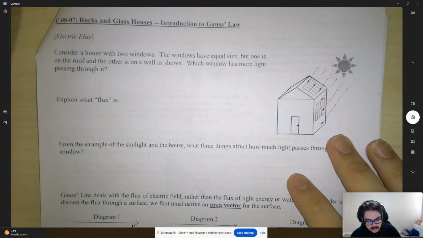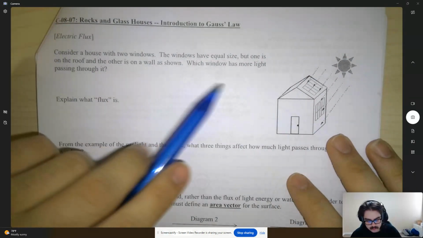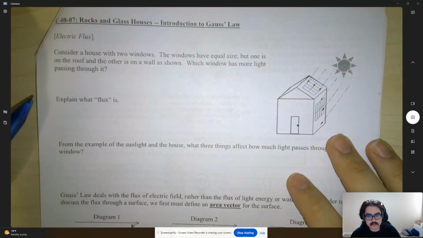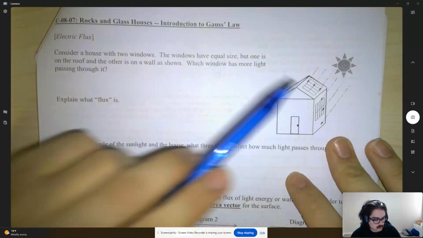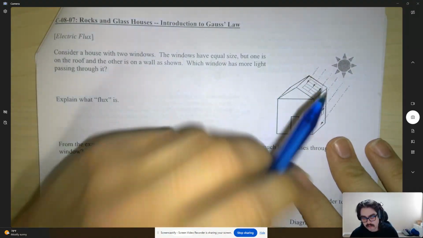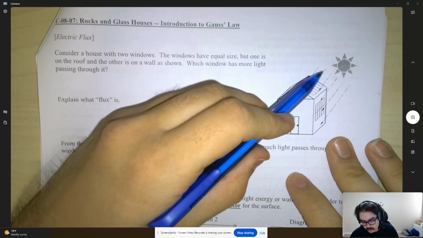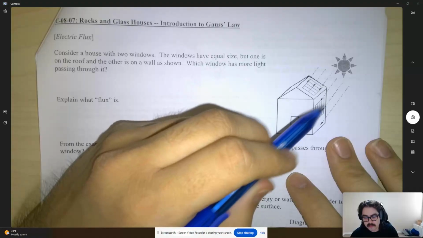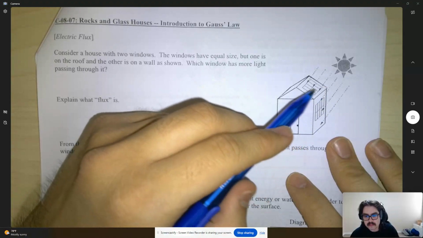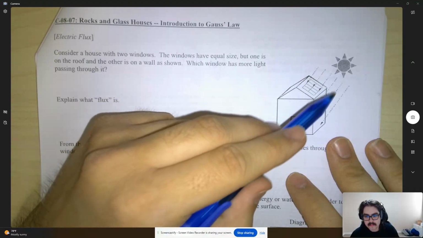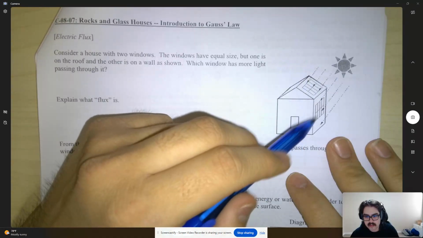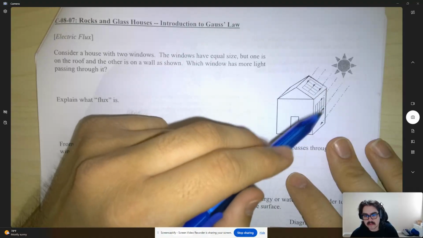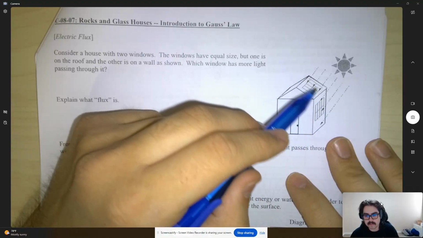Okay. Consider a house with two windows. The windows have equal size, but one is on the roof and the other is on a wall as shown. Which window has more light passing through it? Well, if you take a look at these little arrows, these are supposed to represent the sunbeams, and you'll notice that the sunbeams are striking perpendicular to the window on the roof, but then they strike at an angle on the window on the side, right? So this one's getting the full sunlight, and this one's only getting a chunk of it, right? You're not going to get all of it because you're going to miss some that doesn't quite hit the window, but here it's going to get all it possibly can.